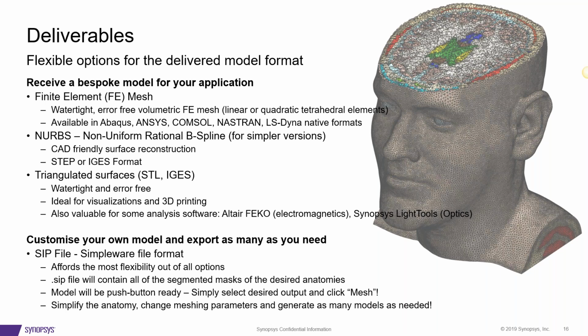Alternatively, you can purchase the model alongside the Simpleware software product, and this offers kind of the most flexibility in the way that the model is delivered. It means that you have the means to customize your own model and produce as many export variations as you need. We can obviously set up the model within the project file for you so that it's kind of push button ready. You simply select what your desired output is going to be and then run the mesh generation, and it will be ready for you to export. The robustness of our exports in Simpleware is certainly a strength with this and offers this flexibility.